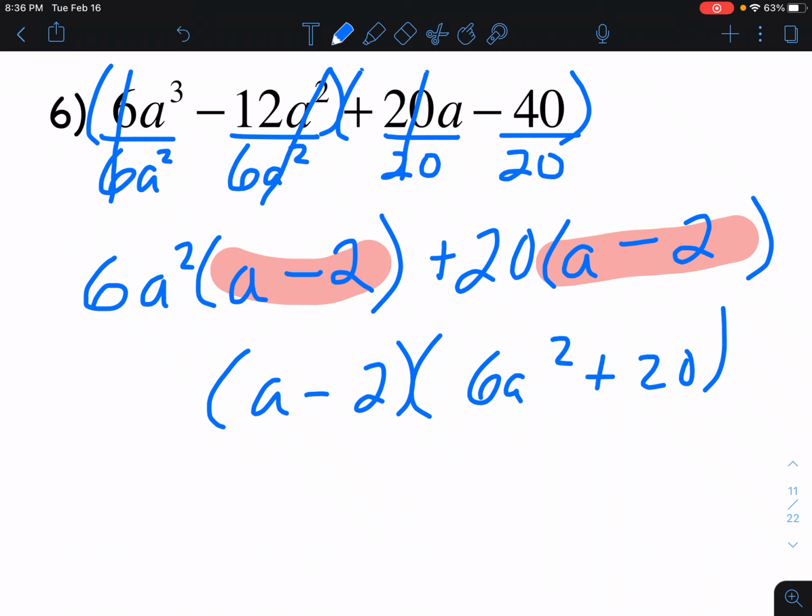Now, I do want to give a heads up on this problem that we actually could have gone back into the original problem and done a GCF first. We actually have a GCF of the original 4 terms, and that would have been 2. But it's not a big deal. Usually when we factor by grouping, we go right to the 2 groups.